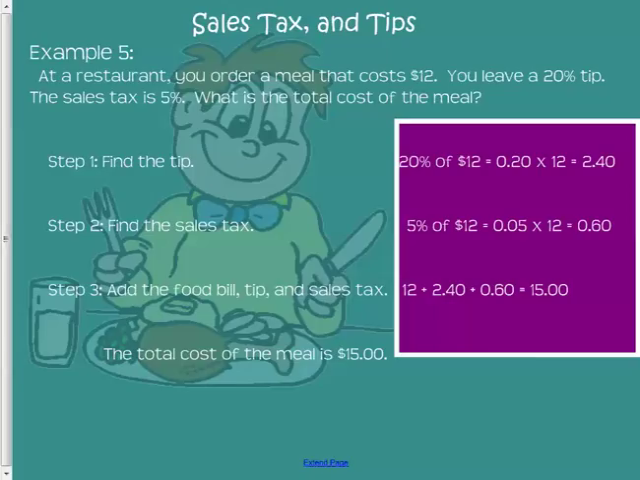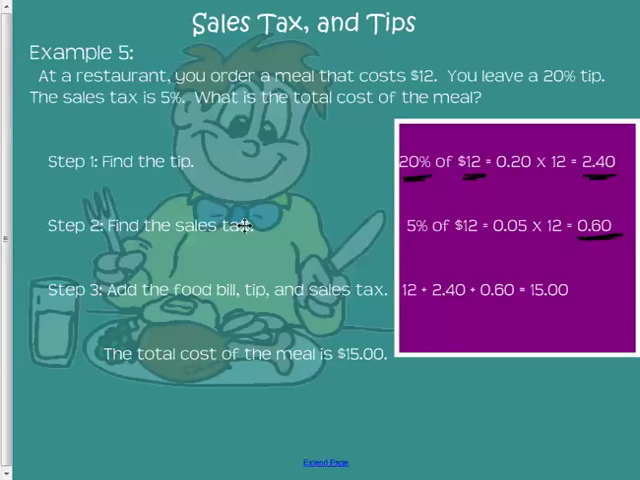All right, you're at a restaurant, you're ordering a meal that costs $12. You're going to leave a 20% tip, and the sales tax is 5%. What is the total cost of your meal? Okay, so if you look over here, first you're finding the tip. 20% of 12 is $2.40. Then we take our 5% of 12, which is 60 cents.